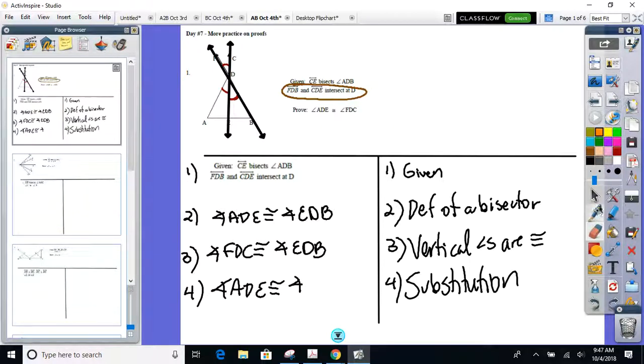All right. Anything you want to ask on that one? Could you have these two flipped, statements 2 and 3? Yeah, you could have had it flipped. That's fine.